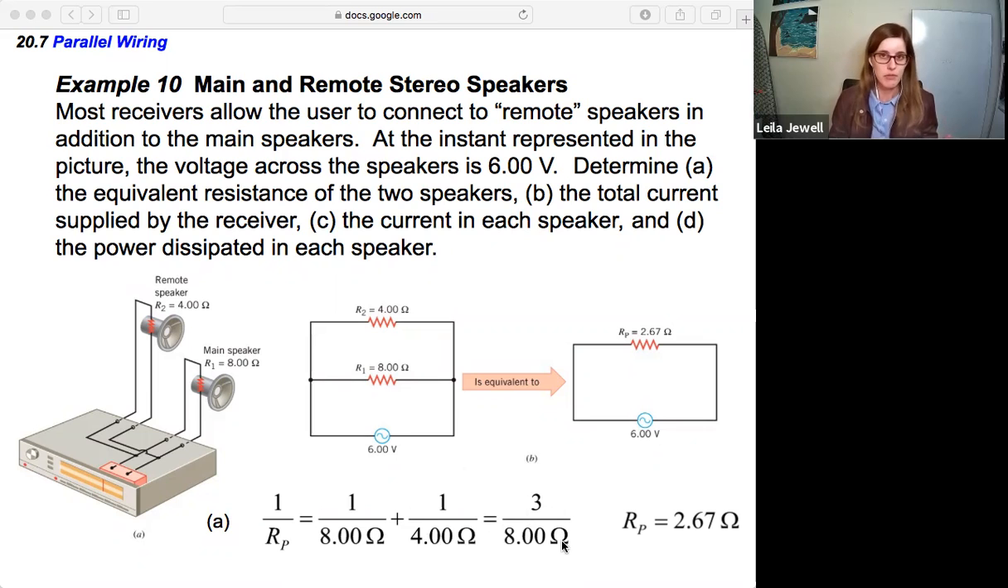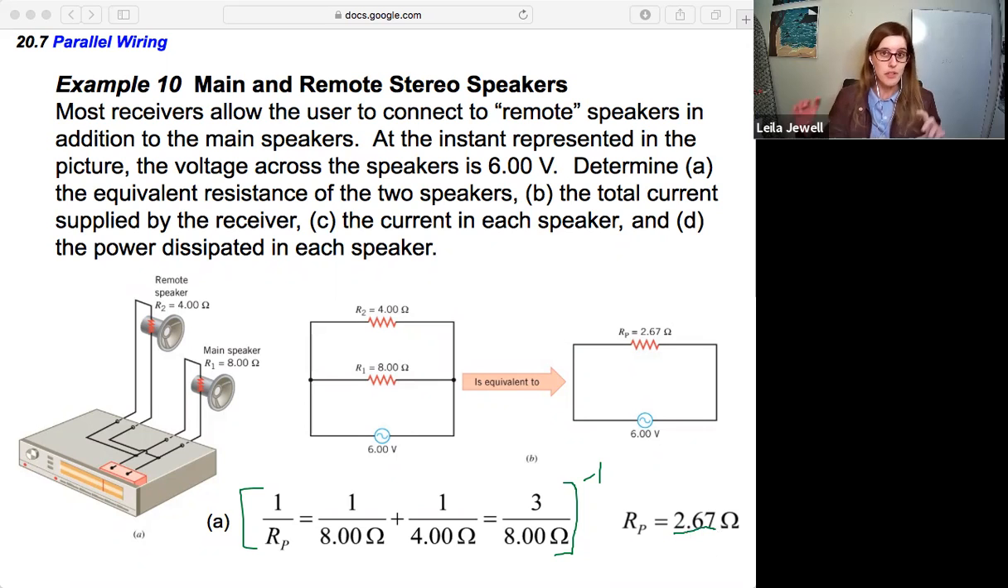or you can work just with the decimals. You don't need to keep it in fraction form. But the 3 over 8 ohms is not the resistance. To get to Rp, we need to take the inverse of both sides. Right? So we need to take the inverse of Rp and take the inverse of 3 over 8. In other words, 8/3. If you calculate 8/3, then you'll get the proper 2.67 ohms.